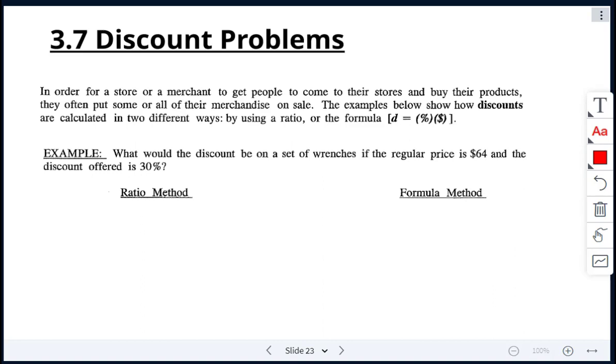Okay, so today's class we'll look at 3.7, 3.8, and 3.9. These are discount problems, average problems, and the selling formula. So we'll start with discount problems.